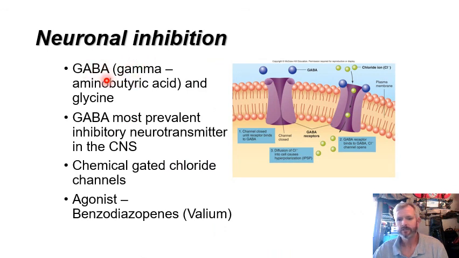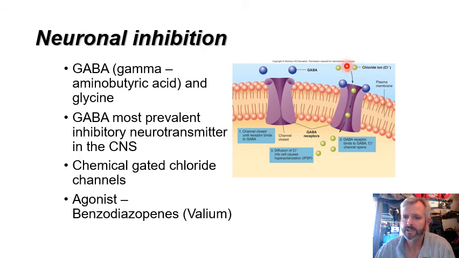So the last neurotransmitter we'll look at is GABA, gamma aminobutyric acid, and glycine. These are inhibitory neurotransmitters. It is the most prevalent. They are chemically gated chloride channels. Remember, chloride is higher outside than inside.